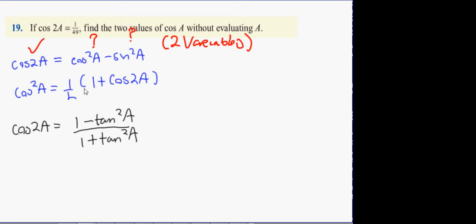Next one. I know cos 2a. I know 1. I don't know cos squared a. How many variables do I not know? 1. That means I can use it. Okay, so what I can say is this. Cos squared a equals a half into 1 plus, what's that, 1 over 49?